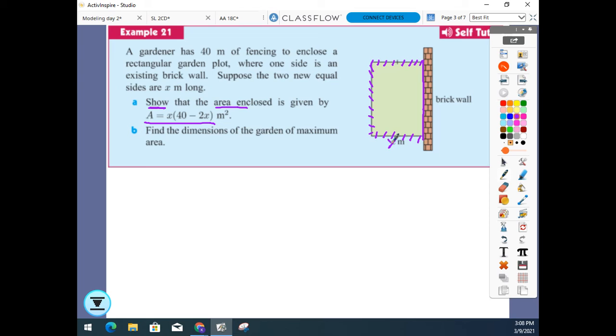So let's think about this. If this side is x, doesn't it make sense this side is also x. Then how much do we have to go all the way around? We have 40, but I'm going to take x out of this and the x from this side to figure out my side over here. So I'm going to start with my 40, subtract off my 2x, and then I have my length and my width. So that's where I get my area is x times 40 minus 2x.